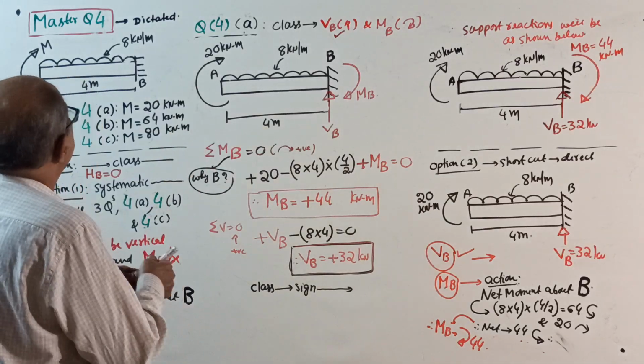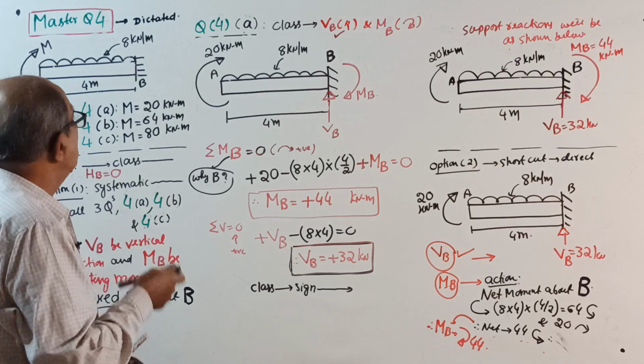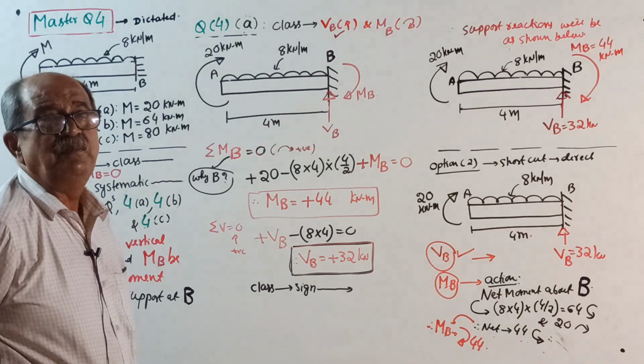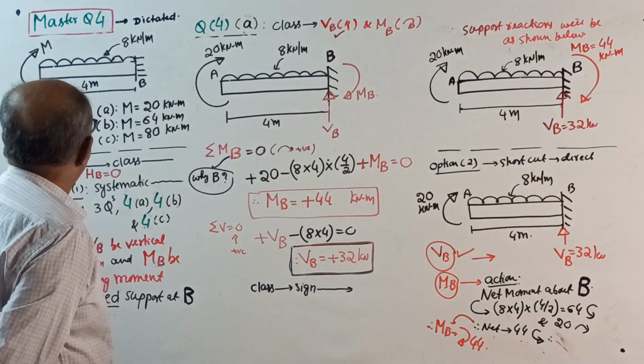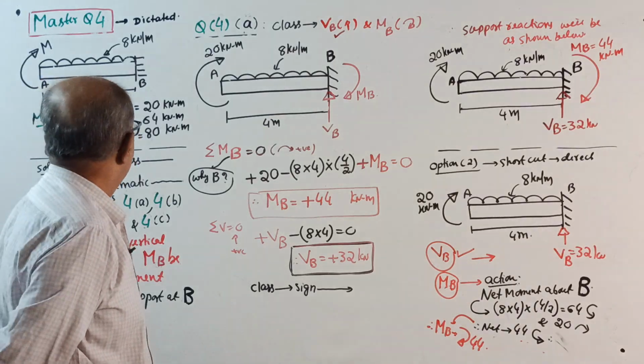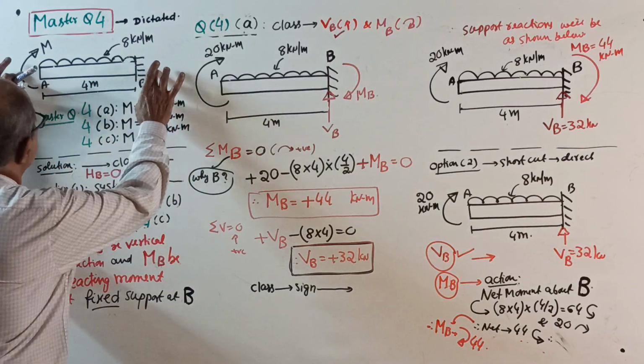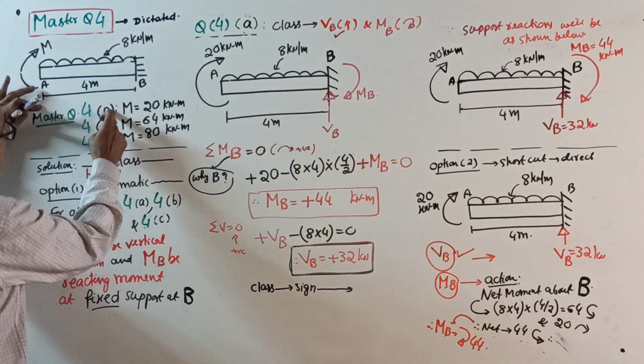Right here, case A, you write there in the question. Case A, M equal to 20 kilonewton meter. Case B, M equal to 64 kilonewton meter. Case C, M equal to 80 kilonewton meter. Therefore, write the question: master question 4, A, B, C.